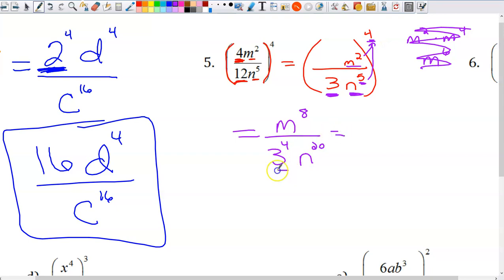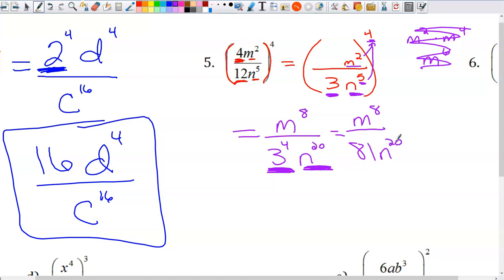Can't stop there because that can be simplified, evaluated. M to the eighth over 3 to the fourth is 3 times 3 times 3 times 3, which ends up being 9 times 9, which is 81. And again, that's something you should have gotten good at in the first couple of days. You got to be able to plug that stuff into your calculator. Anytime you're playing with exponents, numbers can get real big real quick. Can't lose the n to the 20th.